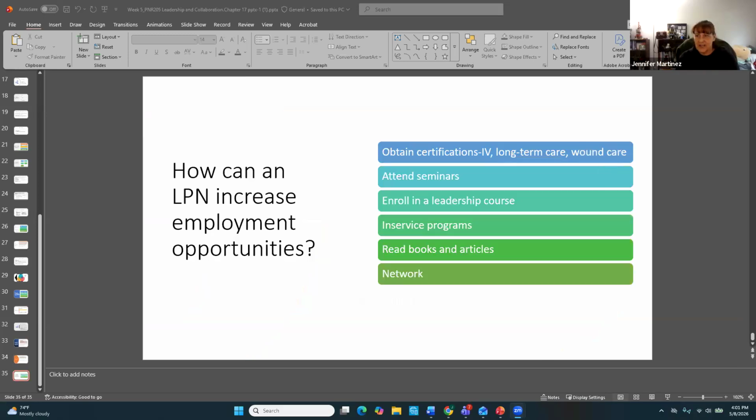So we're going to do this last slide here, and then we're going to do some practice questions. But other things that you can do as an LPN once you graduate and you start working in your practice, what can you do to help increase your employment opportunities? One, get certifications. All right. So there's IV certification courses that you can take.